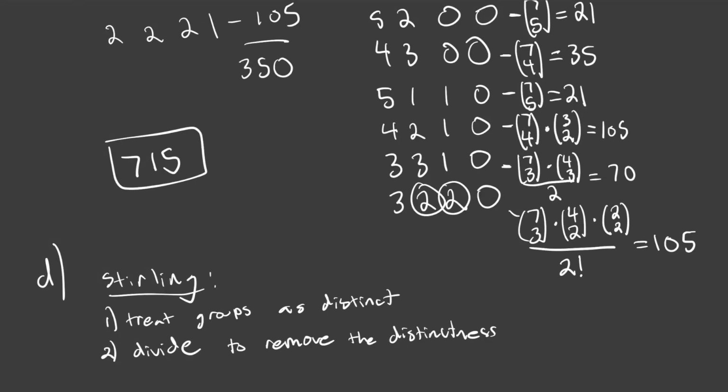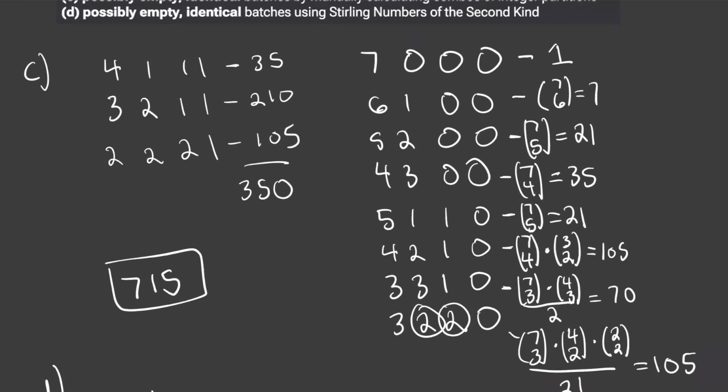So what wouldn't work is if you said, okay, I need to treat the groups as distinct. I have 4 different groups to place my 7 distinct items in, so I take 4 to the power of 7. Now I need to remove the distinctness, so I'm just going to divide by 4 factorial. And this doesn't work because not every single one of our partitions can be permuted 4 factorial times. It only works for the partitions where every subgroup is non-empty, like these up here. That's just because every single group has at least 1 element in it, so they're all guaranteed to be unique when permuted.